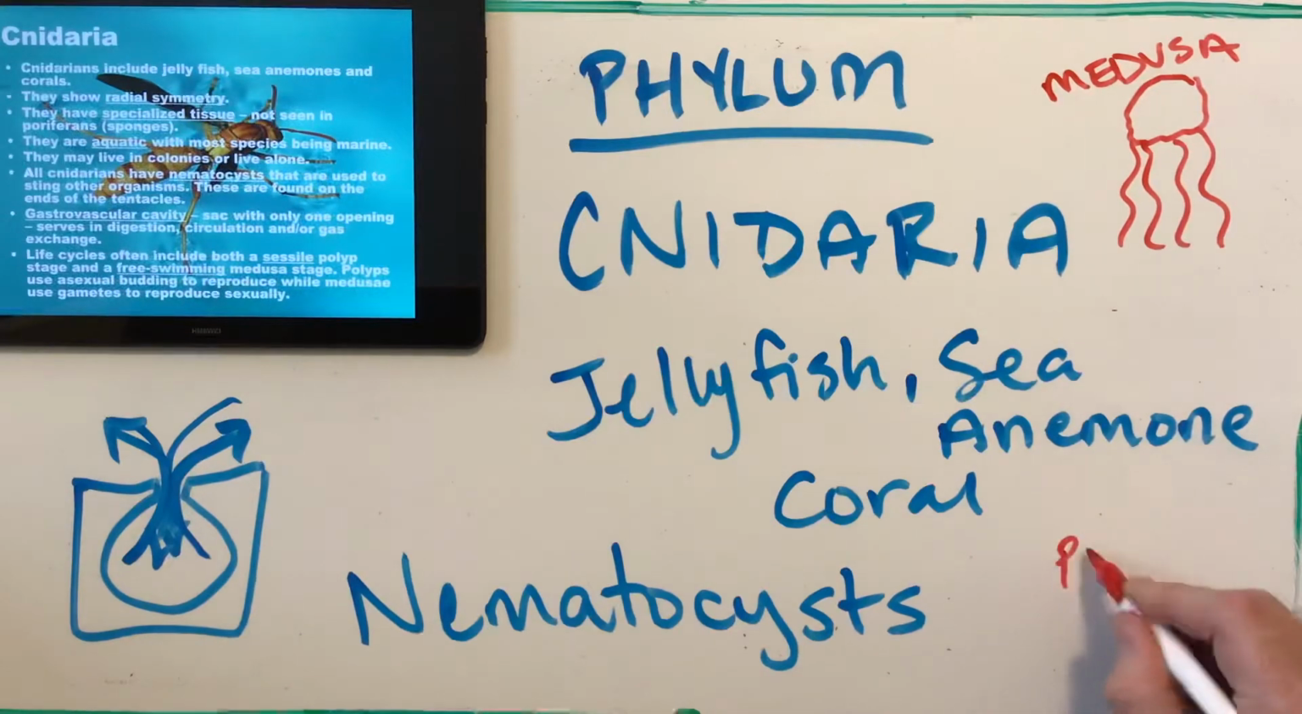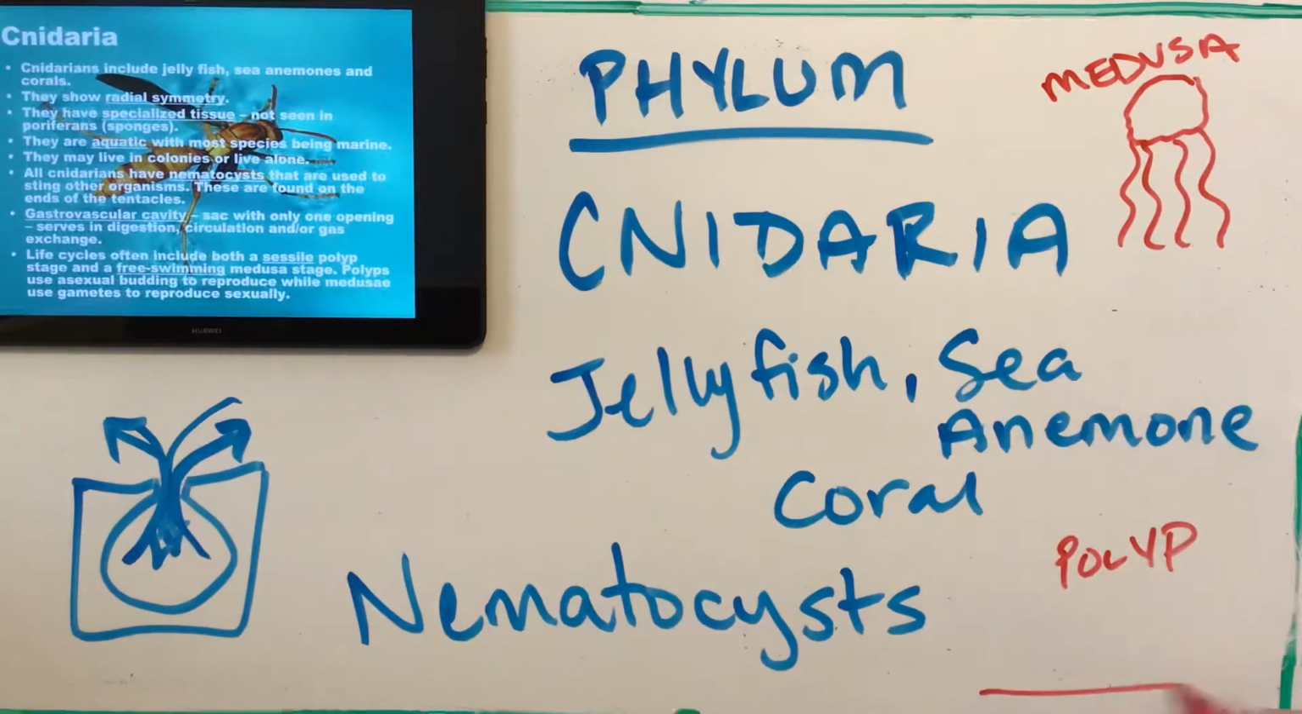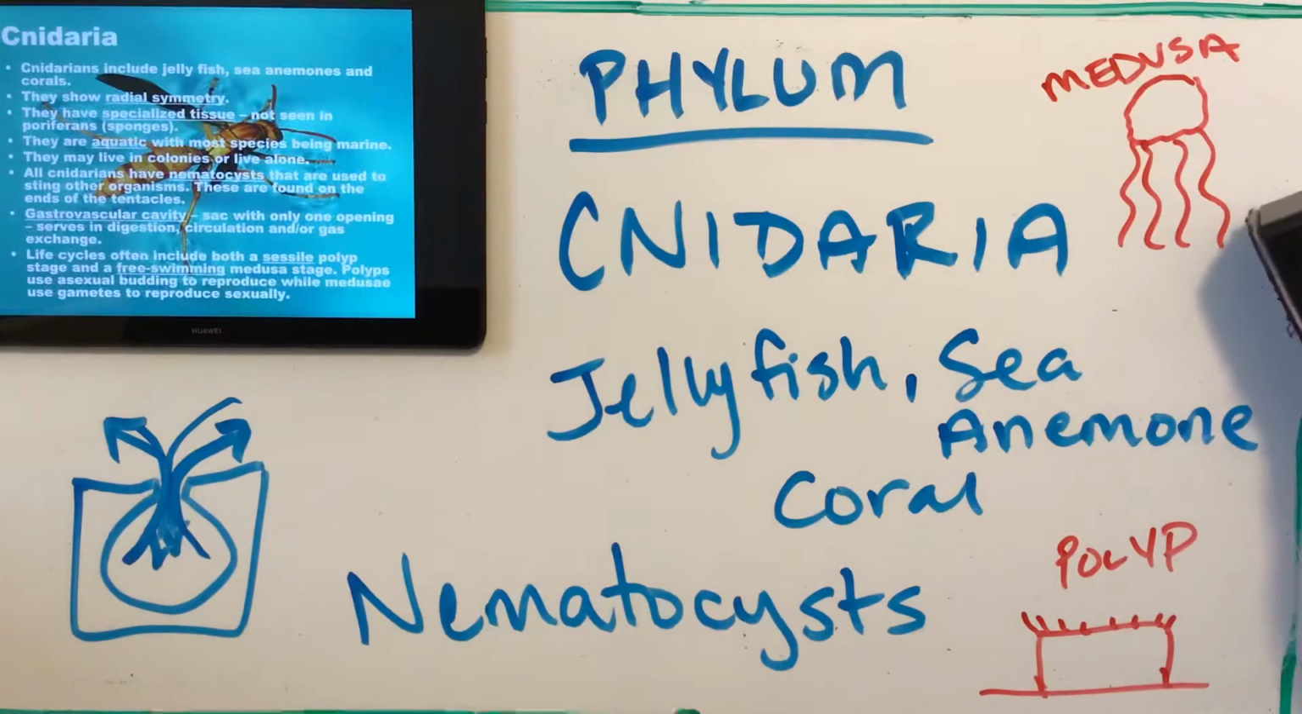But there's also a polyp stage. The polyp is the one that is sessile and stuck to the ground. So our sea anemone would be an example of a polyp. And the Medusa would be here. The polyp is sessile. The Medusa is free swimming. All right.